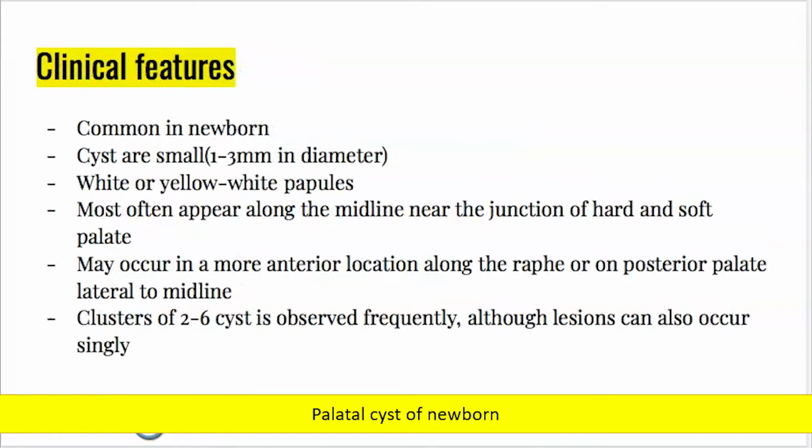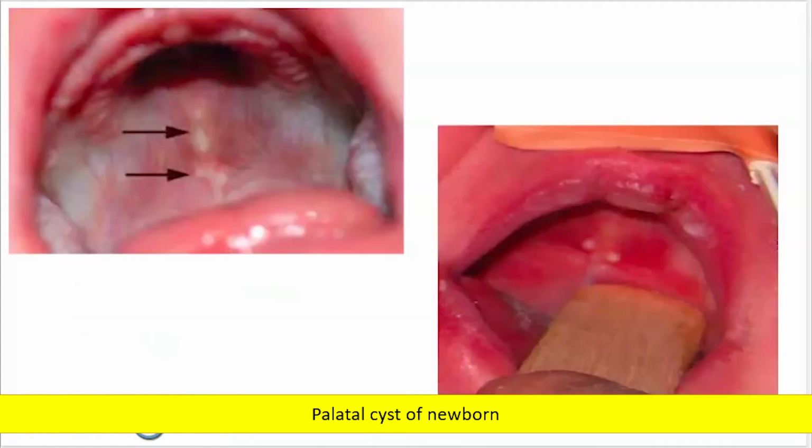The clinical features are: it's a common lesion in newborns. The cysts are small, 1 to 3 mm in diameter. The lesion usually appears as white or yellow-white papules. It most often appears along the midline near the junction of hard and soft palate. It may also occur in a more anterior location, along the raphe, or on the posterior palate lateral to the midline. The lesion usually appears as clusters of 2 to 6 cysts. Sometimes we can see the lesion occur singly. So this is the palatal cyst of newborn.